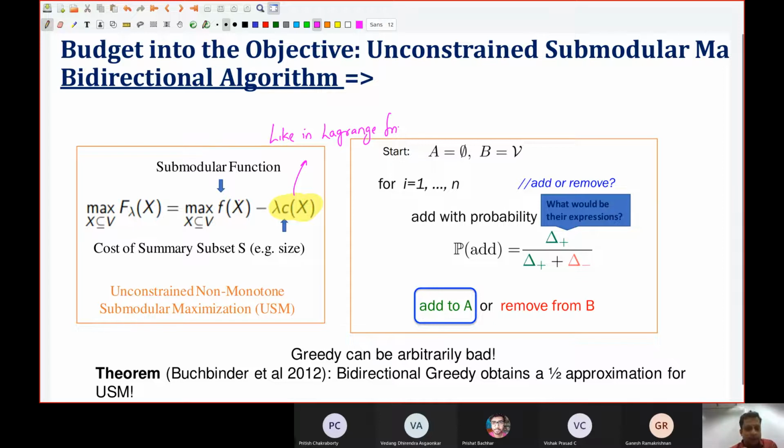So max of f(x) minus lambda c(s). Now you can do unconstrained non-monotone submodular maximization on this. So the moment you do this, obviously, you'll also have to look at whether the function is going to be monotone. The function may not be monotone. In fact, this entire discussion is for unconstrained submodular maximization when the function itself is non-monotone.